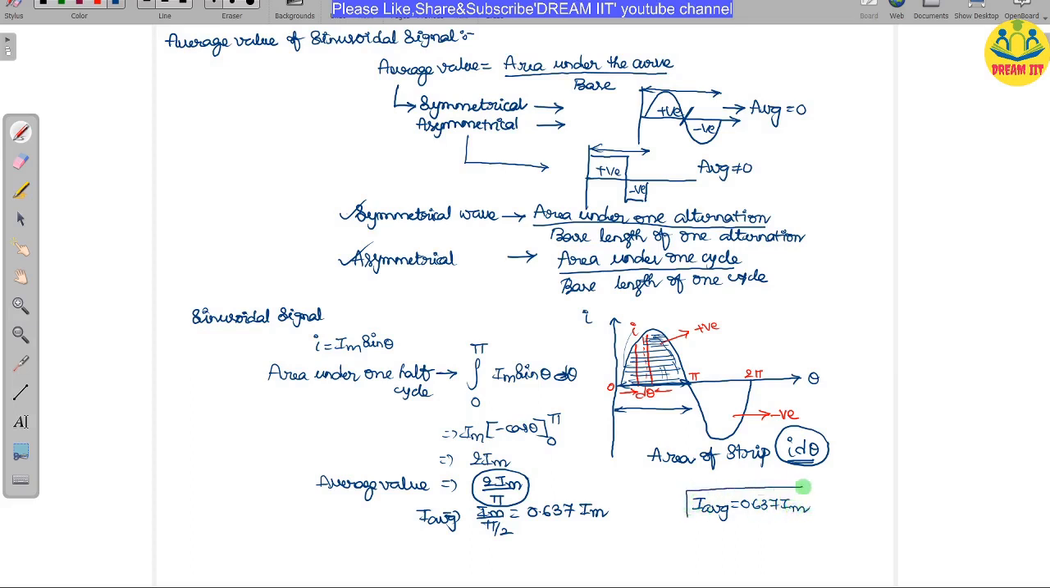So the average value of current is 0.637 times Im, or 63.7 percent of the maximum value. This is applicable for voltage also. So V average equals Vmax into 0.637, or 63.7% of Vmax. That is known as the average value.